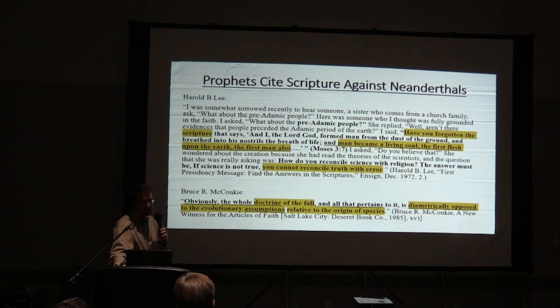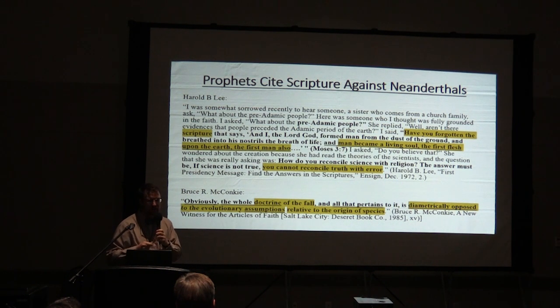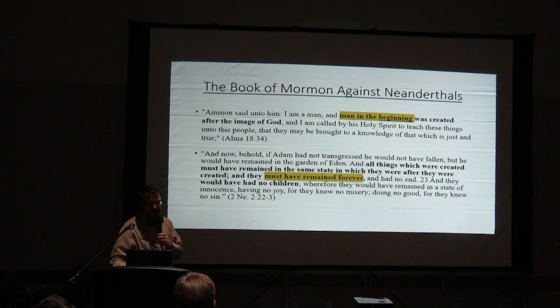So you guys are familiar with the Book of Moses. Harold B. Lee threw down with the Book of Moses. Somebody says, Harold B. Lee, what about the science? What about the Neanderthals? He says, Book of Moses says Adam was the first living soul, first flesh upon the earth, first man also. And of course, Bruce McConkie will tell you in plain English that the evolution of species diametrically opposes the doctrine of the fall. And again, I have 50 pages of those quotes. Book of Mormon says man in the beginning is made in the image of God. And again, Book of Mormon says all these living things must have remained forever if something didn't happen. So we've got an issue if you've been dying for millions of years and then going to Eden.